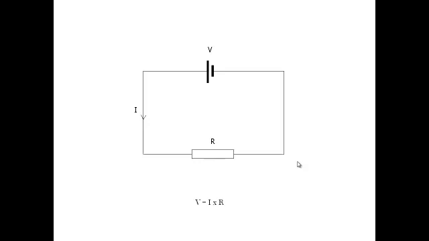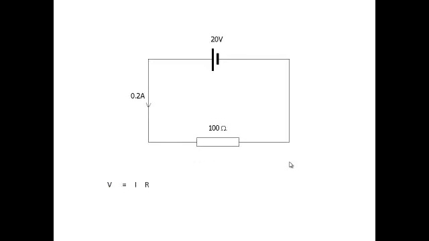V equals IR. This equation links them together. The voltage equals the current times the resistance, and you should be able to rearrange that. For example, you might be asked to work out the current. Let's look at an example.